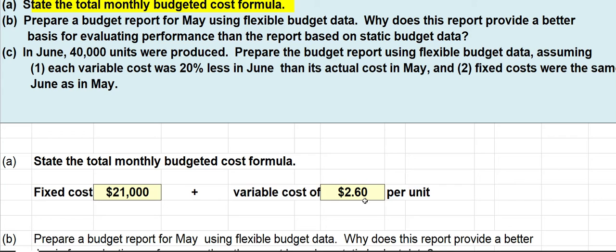Notice that with this formula, we could then estimate what the total cost should be for any level of activity within the relevant range for this corporation. For example, if they were producing at 90,000 units, assuming that's within the relevant range, we would take 90,000 times $2.60 and then add that to $21,000 of fixed cost. And so you could literally plot a line based on this equation: total fixed cost of 21,000 plus variable cost per unit of $2.60.